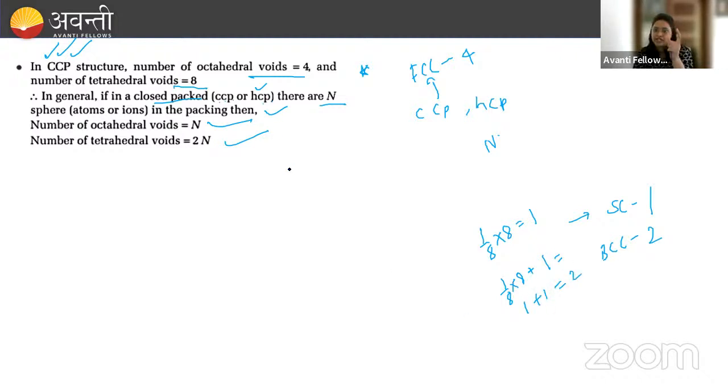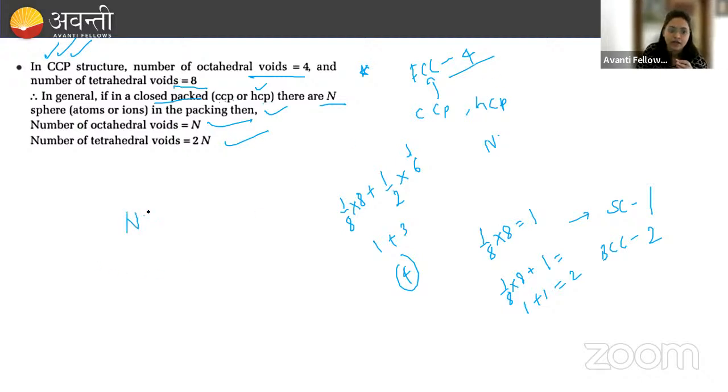What happens in FCC? At each face there is 1 atom present. All atoms are present at the corners, plus at the faces also atoms are present. So how many faces are there? 6 faces, and that's why when you calculate this now, you get the answer 4. So for FCC, 4 atoms per unit cell are present.